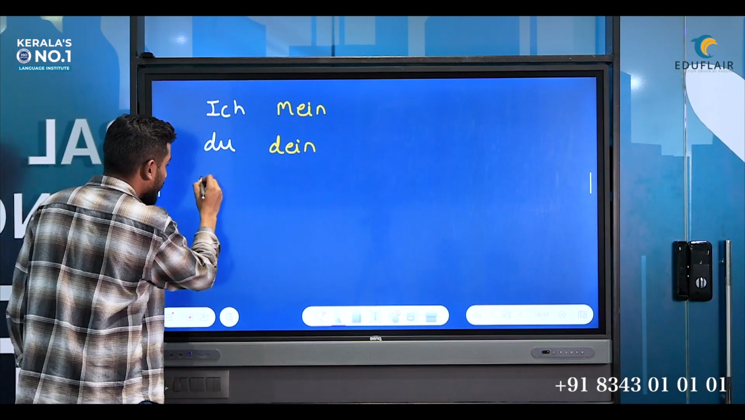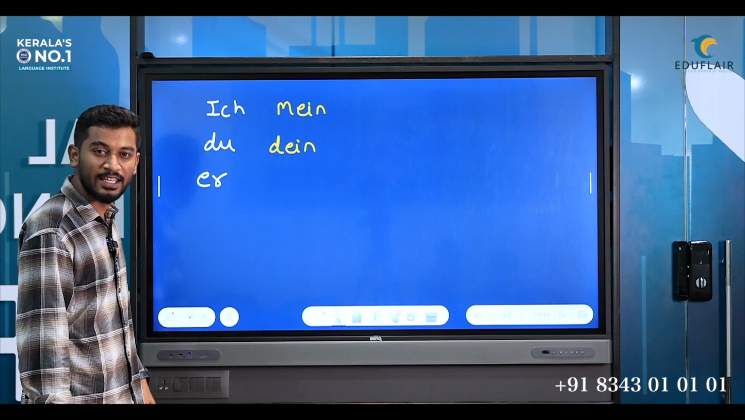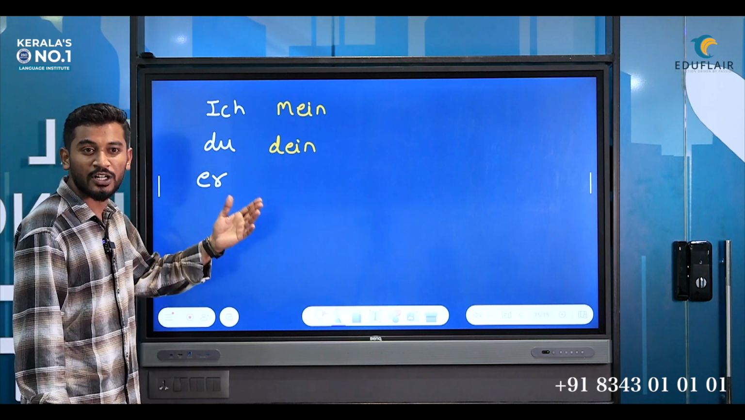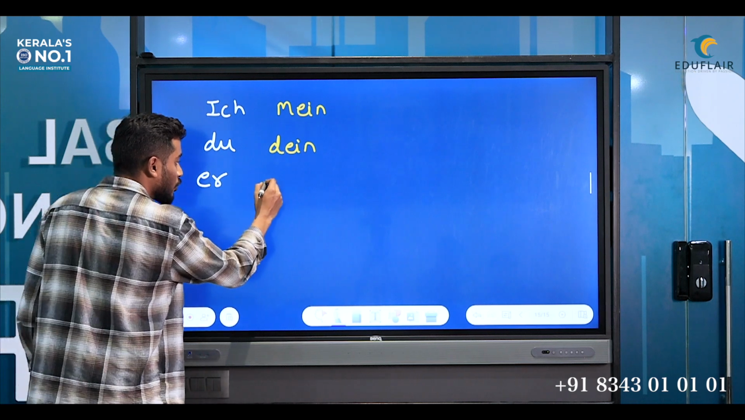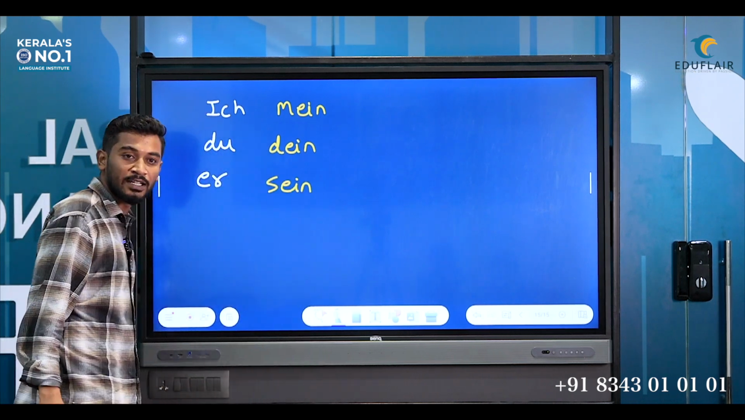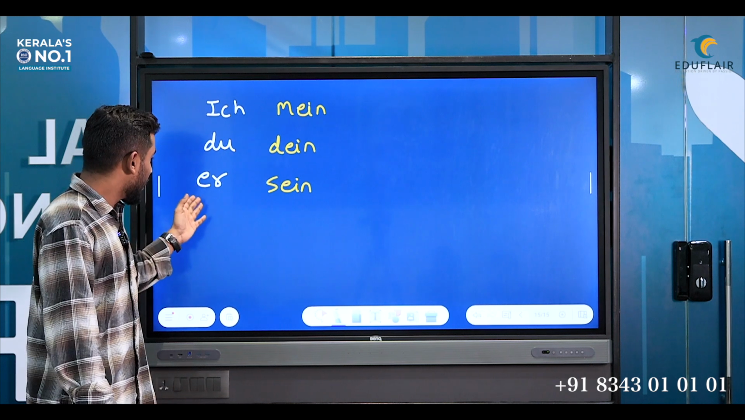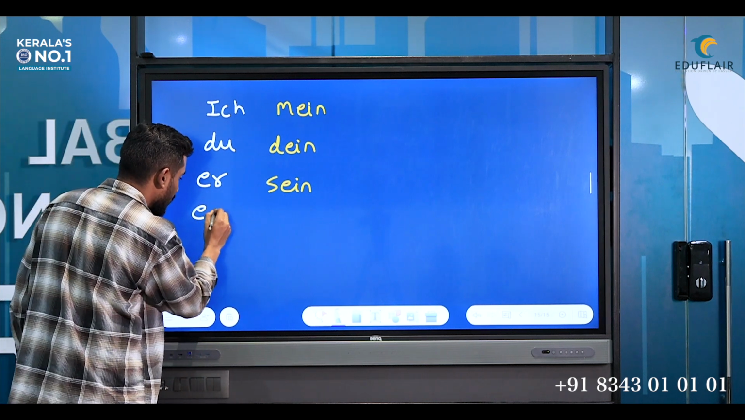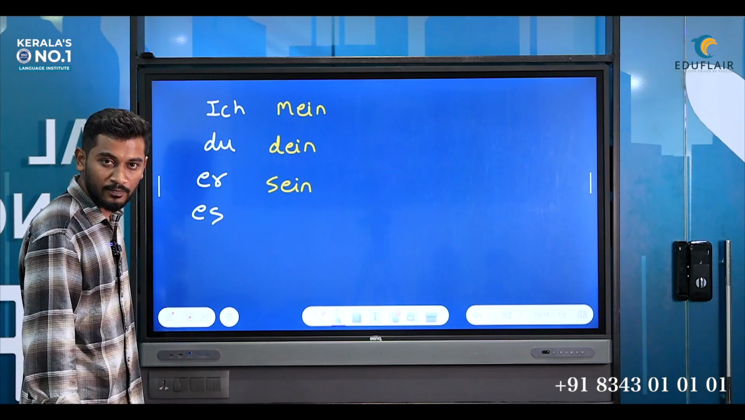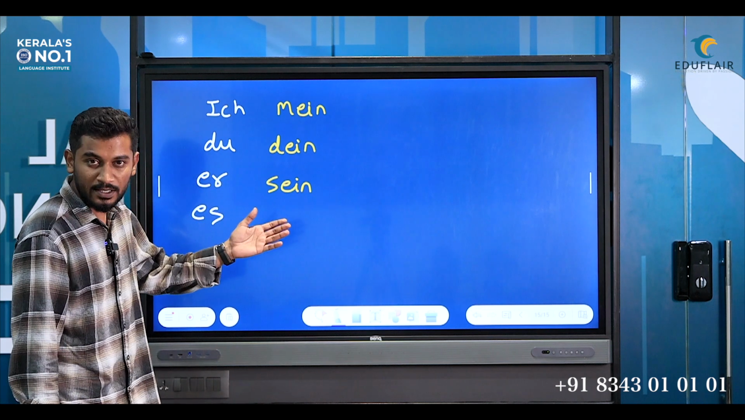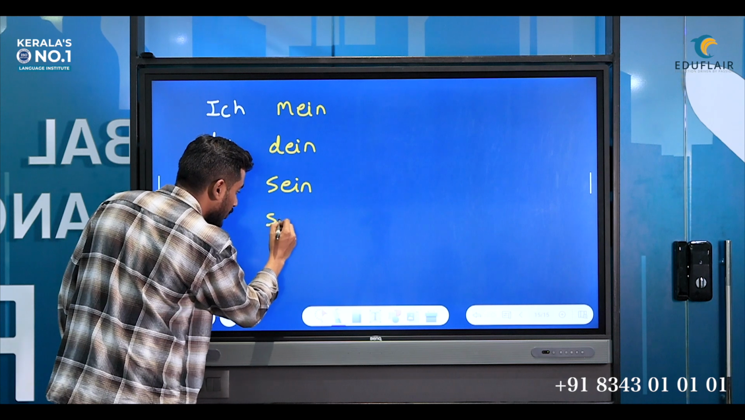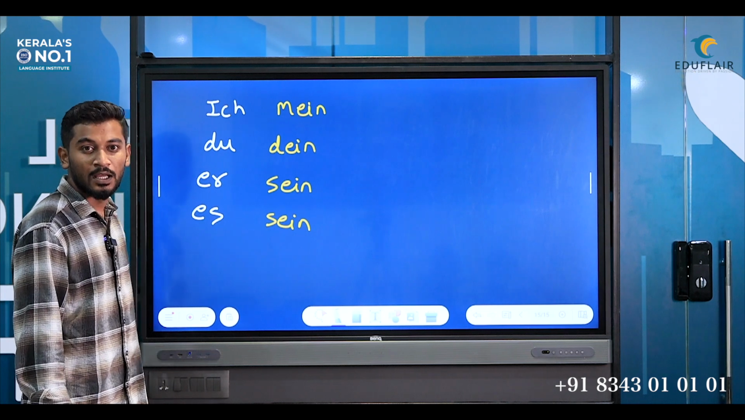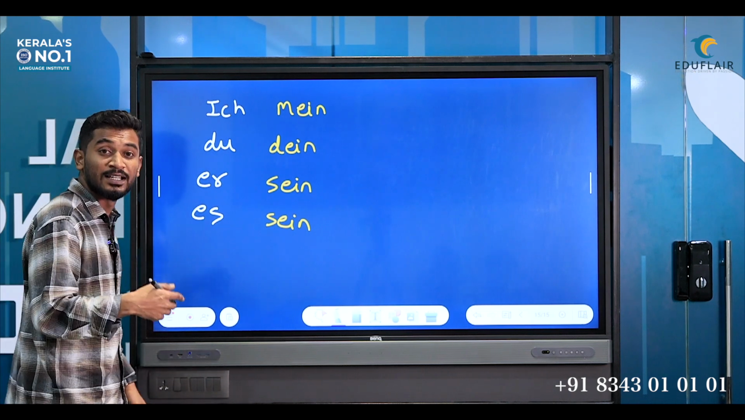Now the next one is er. Er means he. So for he, the possessive article that we use in English is his. In German, what do we use? Sein. Okay, er, sein, he, his. Now let's move to the next one, that is es. Es means it. In English, for it we use its. In German, we use again sein. Okay, es, sein.